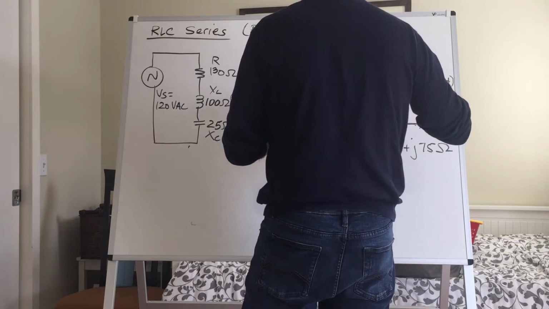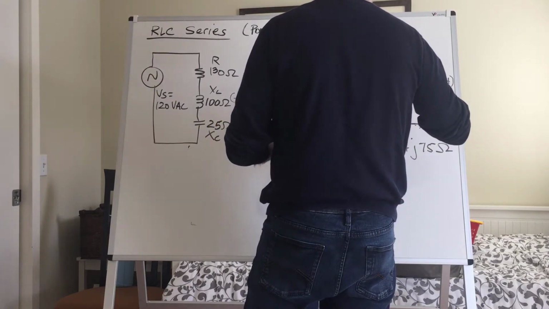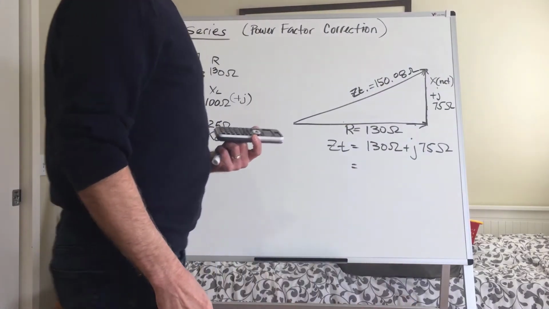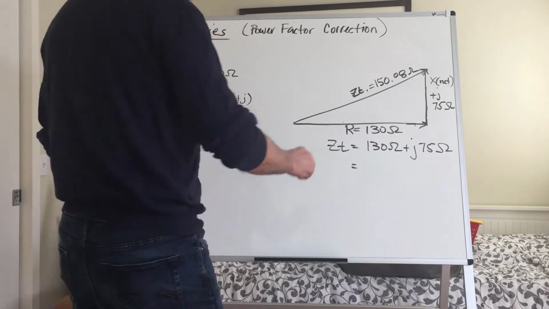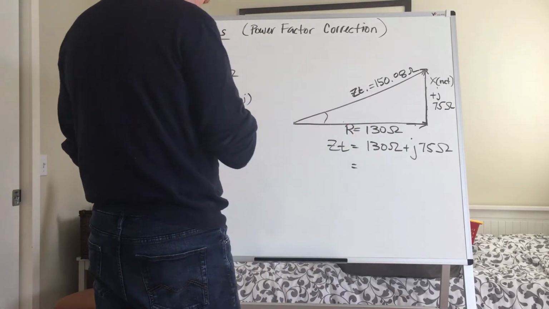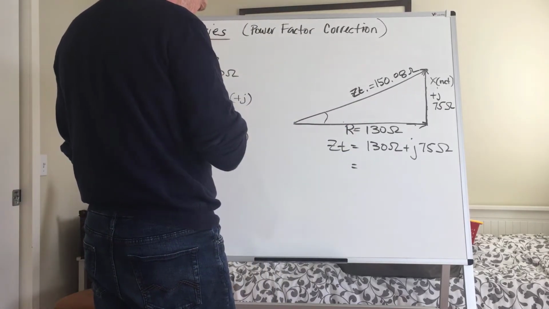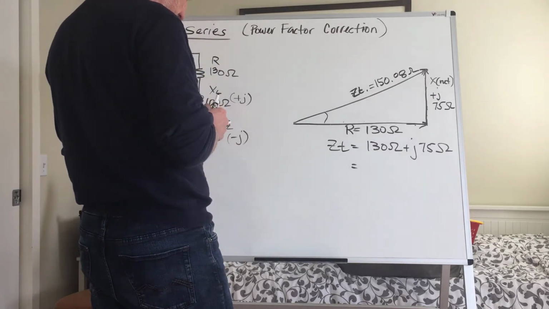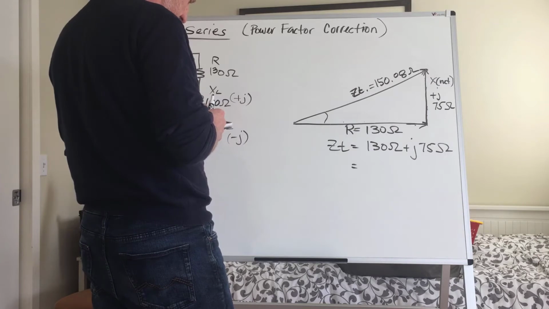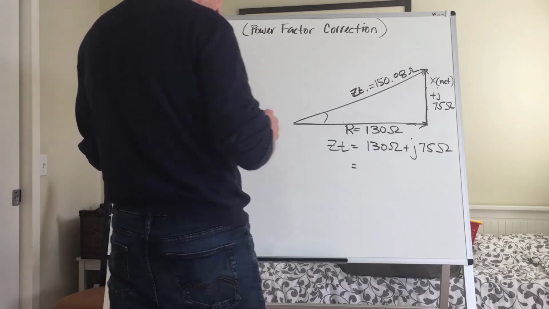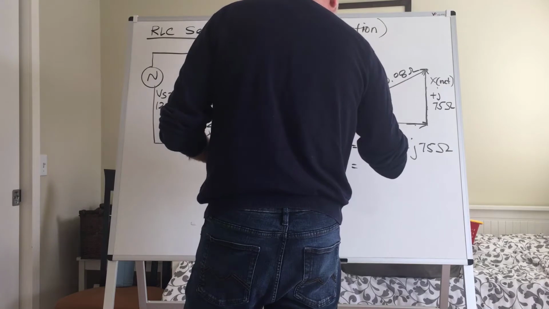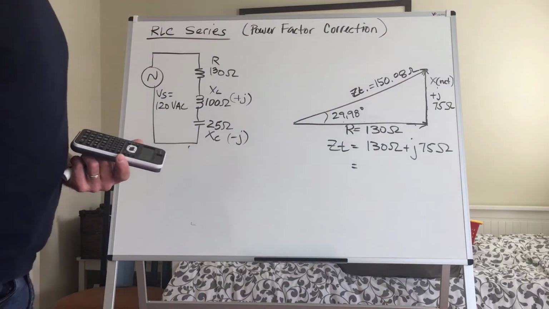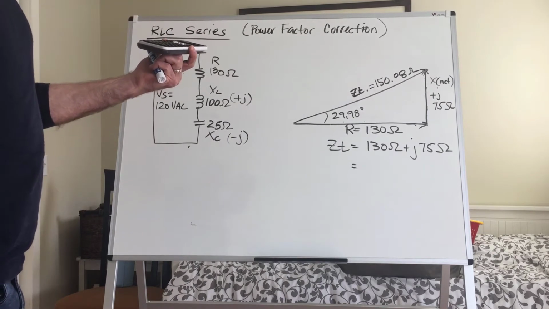and I'll make that 150.08 to follow 2 decimal places, 150.08 ohms, and then we're going to put our angle in here, which is going to be our angle of impedance. Okay? And our angle here happens to be 29.98 degrees. Okay, so that's our angle of impedance.